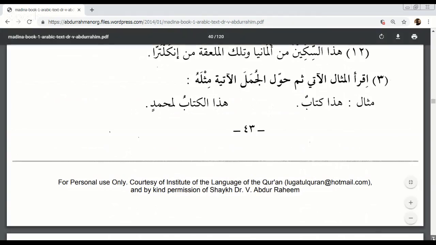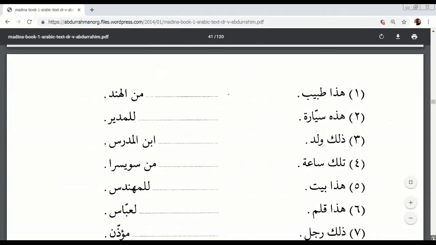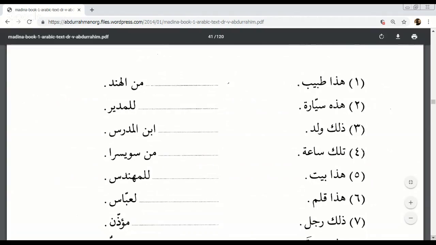So when we come down now to number 1, on the next page, page 44, we see on the right, it says هذا طبيب. So this is a doctor. And then on the left, it says min al-Hindi. So what we need to do is just add the alif and the lam to at-tabib. So it becomes at-tabibu. So on the right we have هذا طبيب. On the left we're going to say هذا الطبيب من الهندي. So the right will translate to this is a doctor. And on the left it will translate to this doctor is from India. Does that make sense, guys?